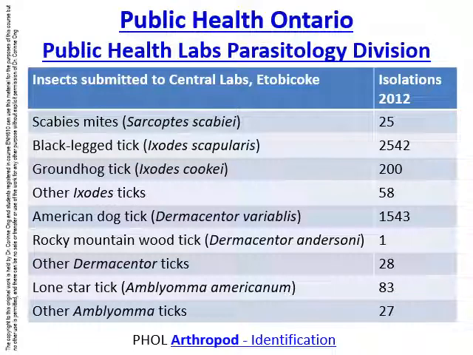There are other ticks as well that have been identified, showing that they do exist here in Ontario, or they were imported from outside the province. Other arthropods are scabies mites, not as many, but they have also been submitted and identifications have been made.